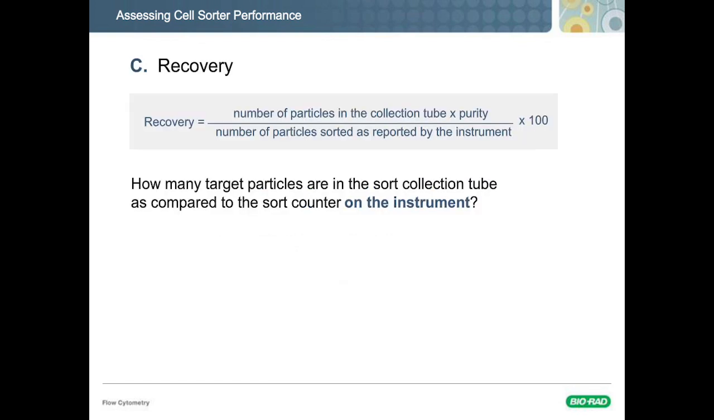And here's the definition of recovery. Again, like I said, we're really just looking at how many we got versus how many were possible that the instrument saw. And so this is a very easy thing to assess. The instrument told me it sorted 10,000. You can go through and do a count of what's in your tube. And as long as you do all of that accurately, you can get a very good representation of what your recovery is.